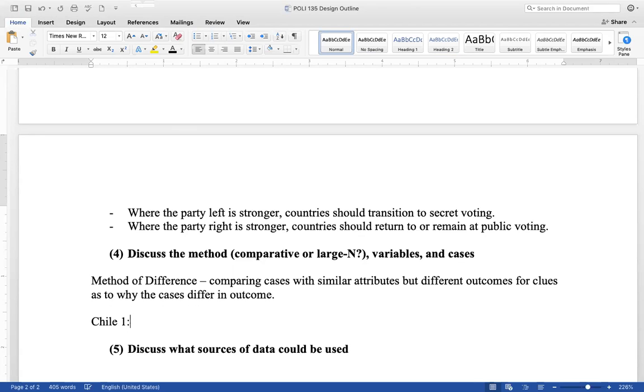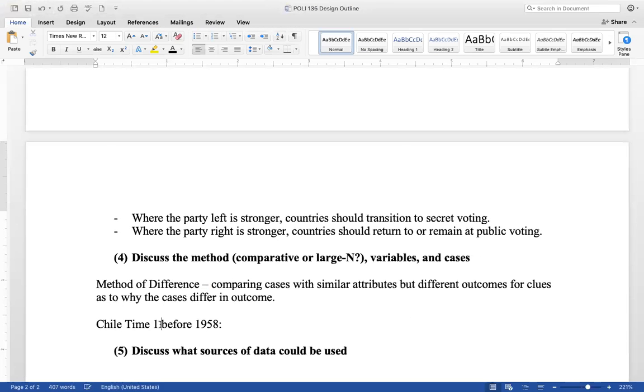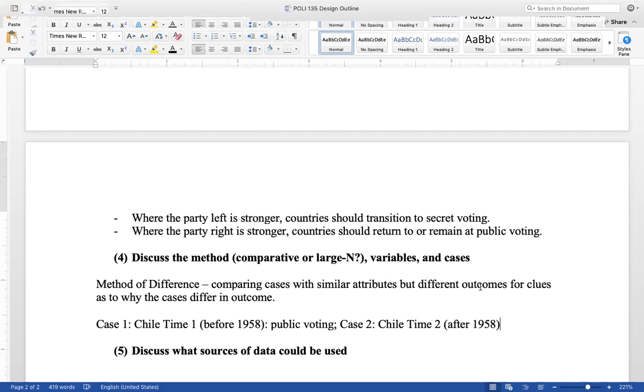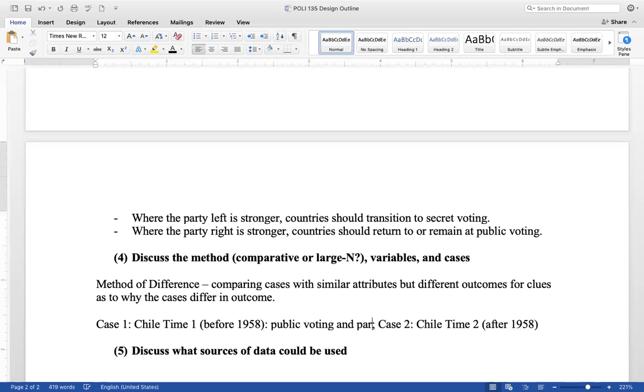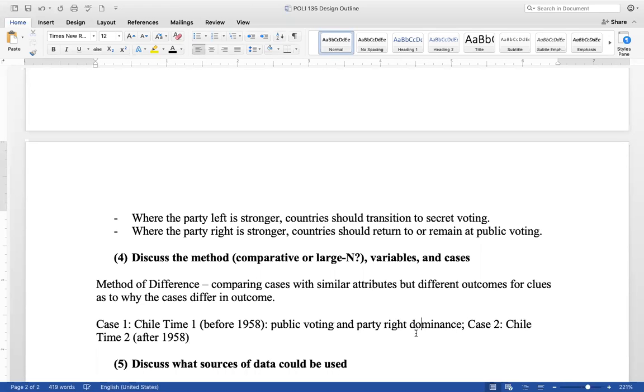So Chile at time 1, before 1958, public voting. And then case 2 is Chile at time 2, after 1958. And here's what's interesting, and here's why it's a useful comparison. Public voting and party right dominance. During the period leading up to 1958, public voting coincided with party right dominance, more or less.